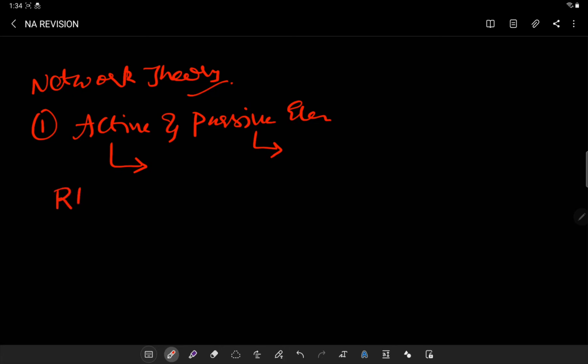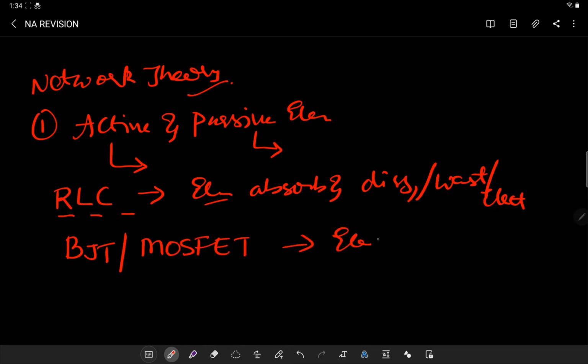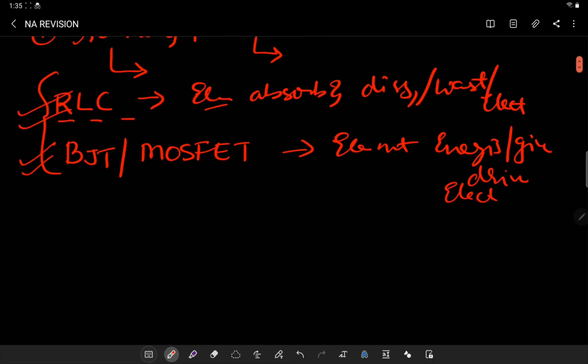So if you remember elements like resistor, inductor and capacitor, these elements absorb and dissipate, or in fact waste, electrical energy. However, if you consider electronic devices like BJT or MOSFET, these elements energize, give out or drive electrical energy. So this is one important classification. These three elements are passive elements and these two elements are active elements.